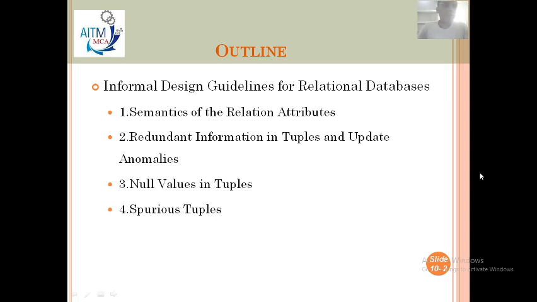What is the first one? Which is the first issue? Semantics of the relation attributes. Second one is redundant information in the tuples and update anomalies. Third one is null values in the tuples. Fourth one is spurious tuples. We'll look at the first one.